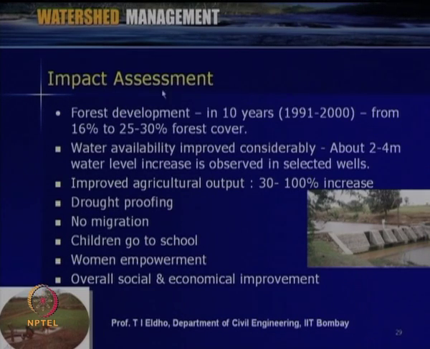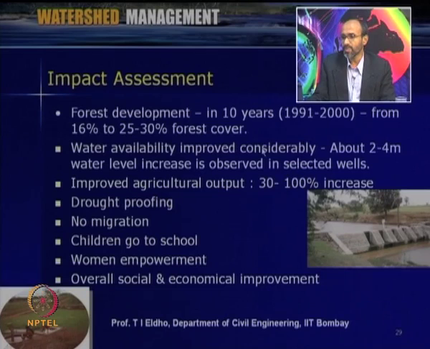So, when this project was assessed in 2005, what we observe is that the forest cover improved by about 25 to 30%. Then water availability improved considerably, with about a 2 to 4 meter water level increase in selected wells. Then agricultural output improved, with about 30 to 100% increase in output for various crops. Even in a severe drought year, this area was not affected. So, finally, there was no migration, the children go to school in this particular watershed, and women were very actively involved in all the project implementation and maintenance. So, finally, overall social and economic improvement has been achieved in this particular watershed.